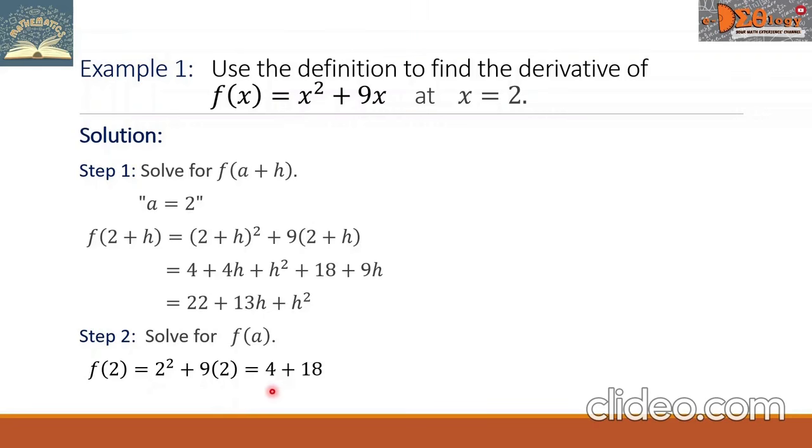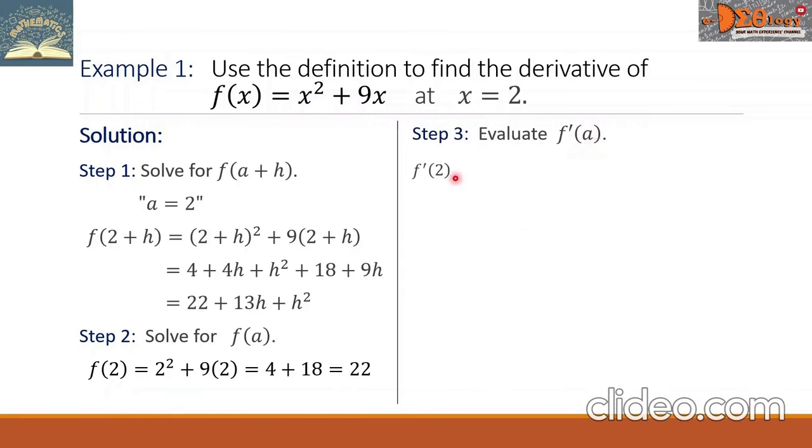Simplifying further, we have 4 plus 18, and that will be 22. This is our value for f of 2. Now step 3. We evaluate f prime of a. That means f prime of 2. And we have this formula. Remember that the values of step 1 and step 2 are the values needed in the numerator.